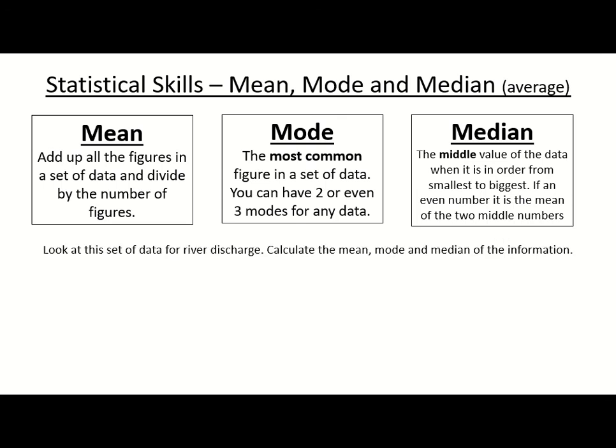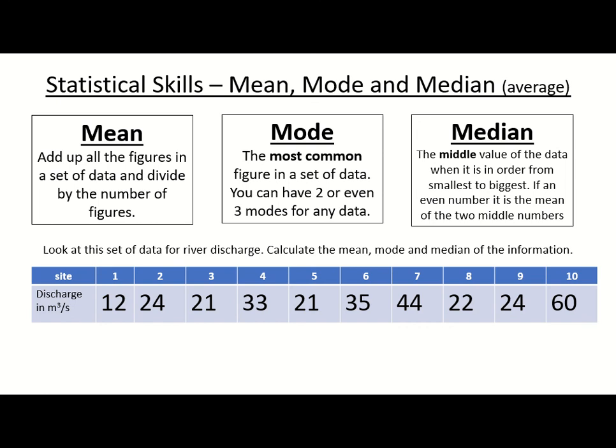Now, here's an example that relates it to geography rather than students' test scores. So look at this set of data for river discharge, okay, amount of water per second. Calculate the mean, mode and median of this information. Okay, so try doing each of them. You should get a different figure. Okay, so mean, mode and median, practice doing those now please. Pause the screen, get it done, and then when you're ready, unpause and I'll reveal.